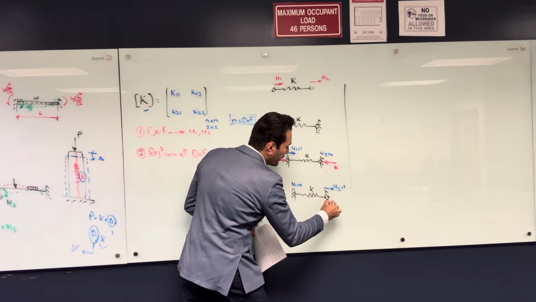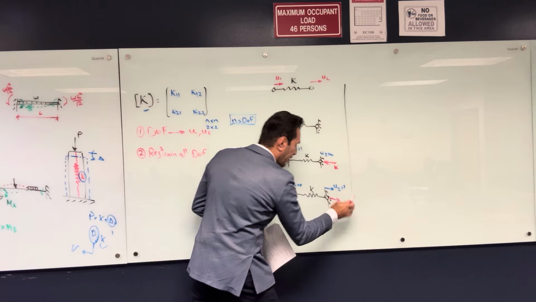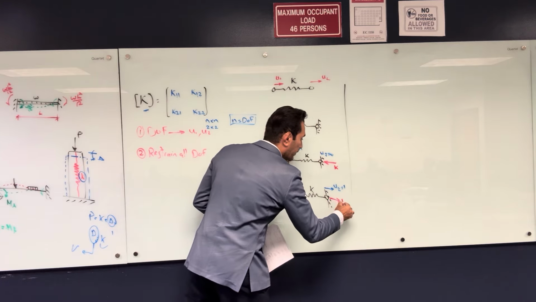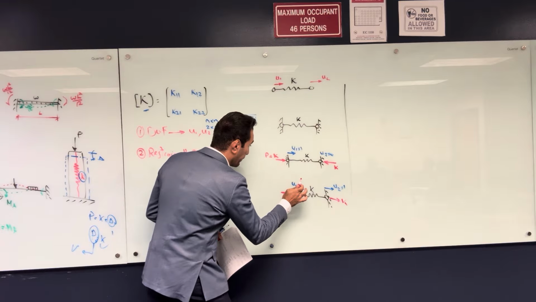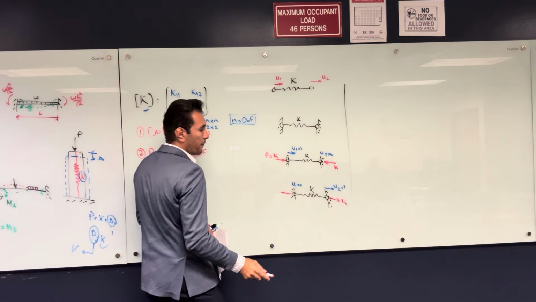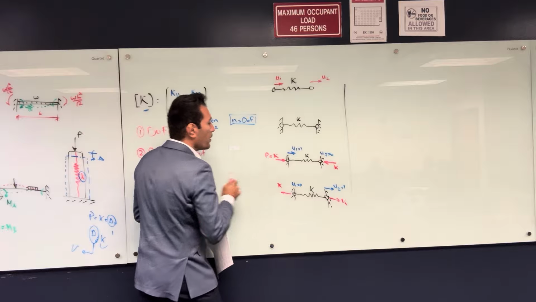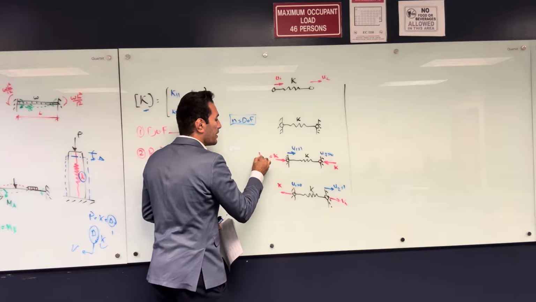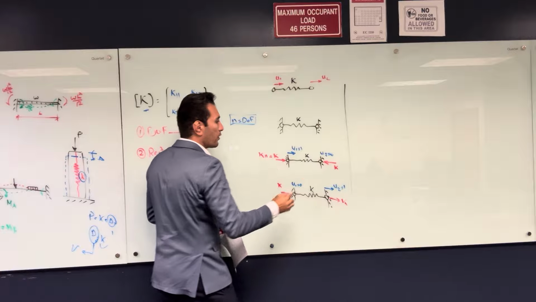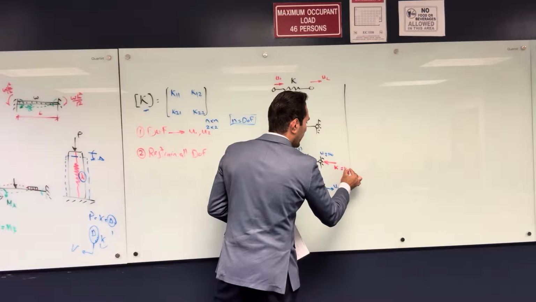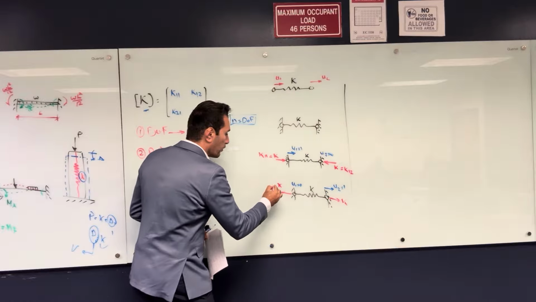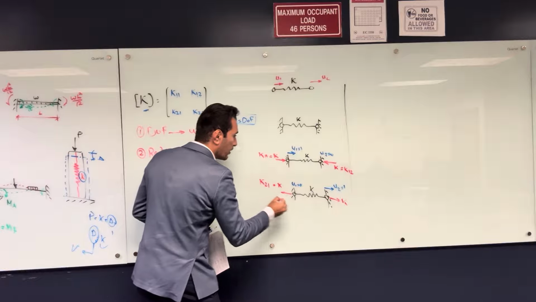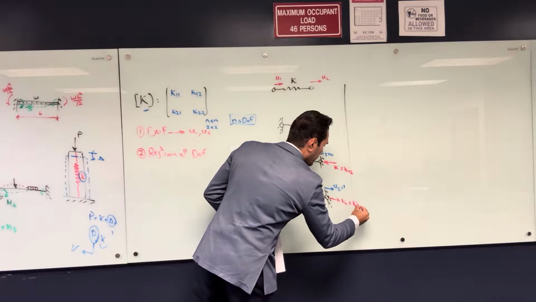Same thing here. What is the force that I need here to make a unit deformation? K. What is the reaction it's going to have in here? Because this support is fixed, it's never going to move. K. It's going to have K. So we call this part K11. We call this part K12. We call this part K21, and this part K22.